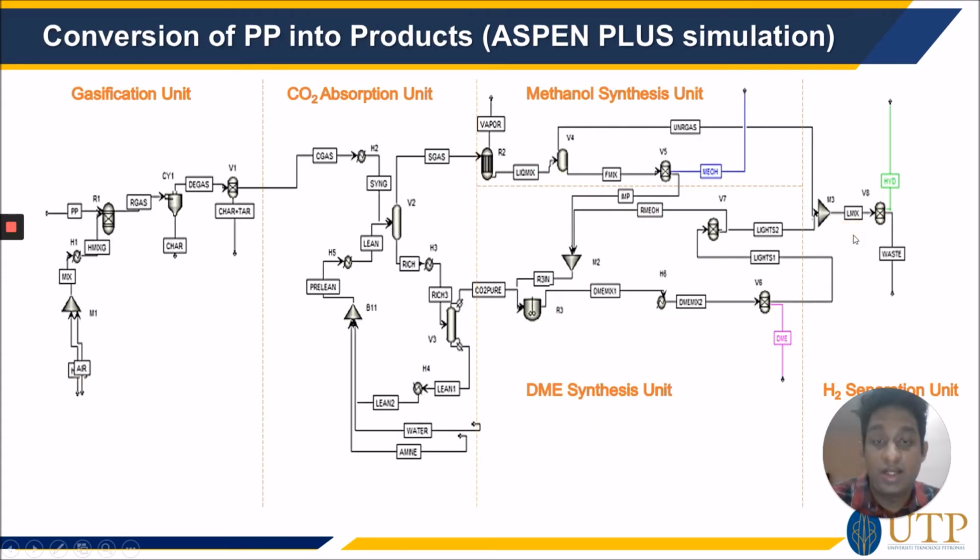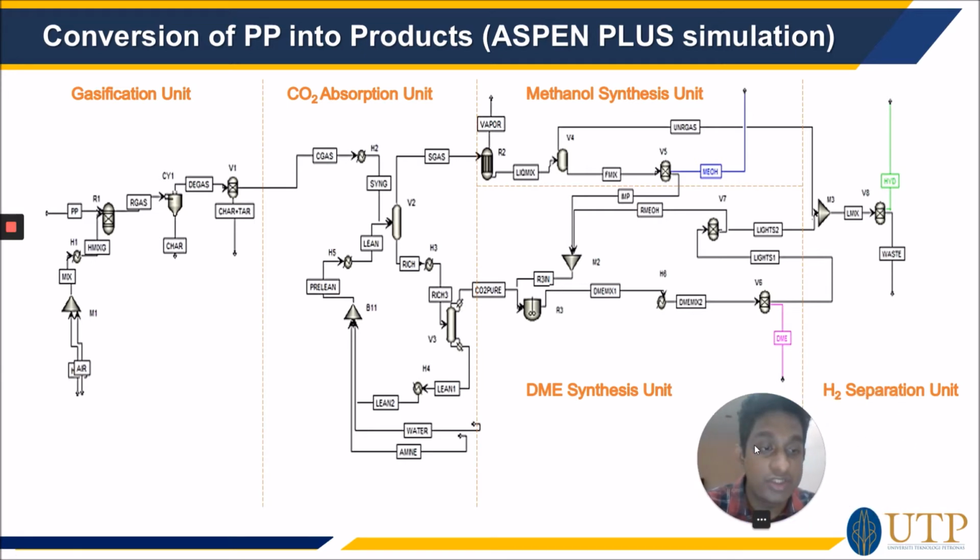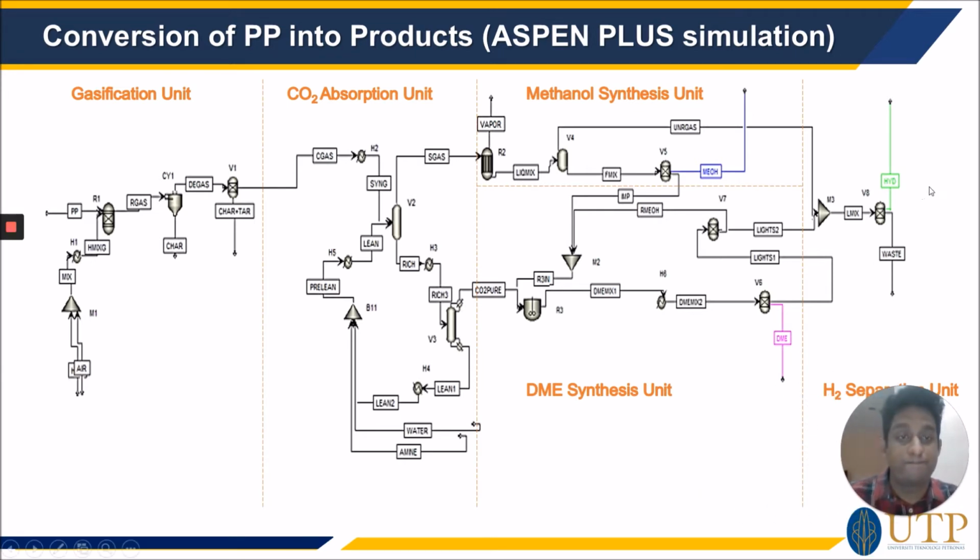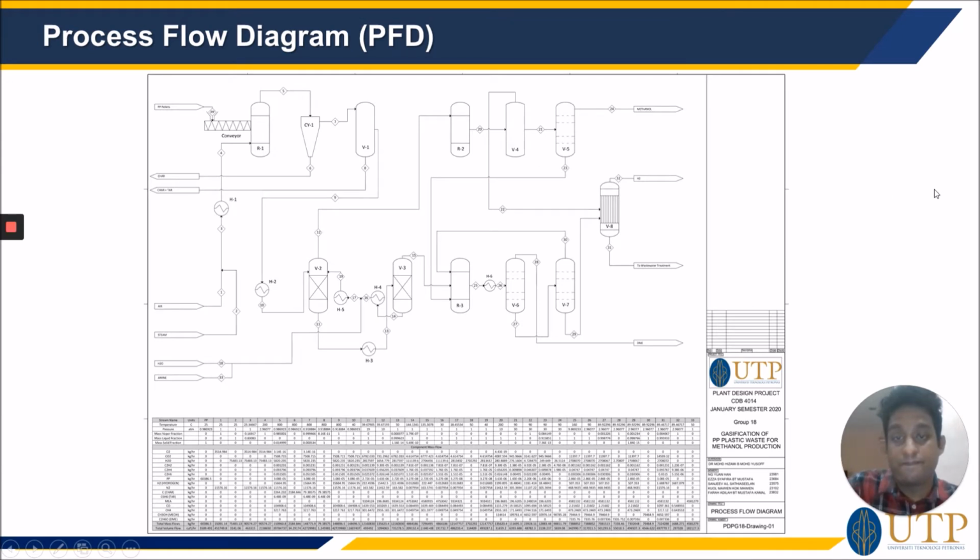Presented here is the entire simulation of conversion of PP into products by using Aspen Plus program. There are several units present such as gasification unit, carbon dioxide absorption unit, methanol synthesis unit, DME unit, and hydrogen separation unit. Shown here is the process flow diagram of our project. I will discuss about the gasification unit, and EZZA will further explain about the remaining processes.